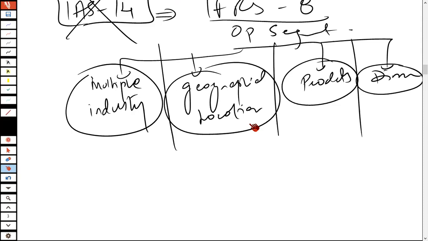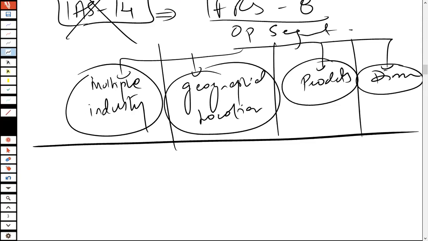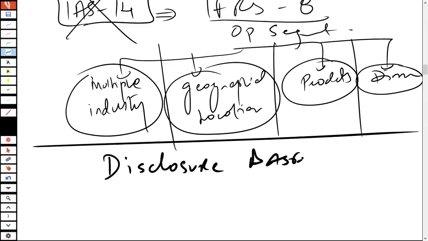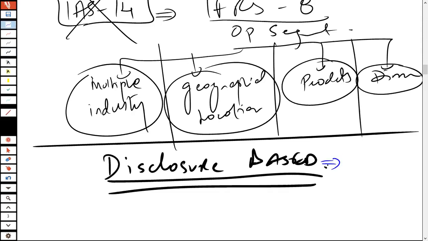The next thing with respect to IFRS 8 that you need to know is that IFRS 8 is only a disclosure-based accounting standard. Now, what exactly do you mean by only a disclosure-based accounting standard? That is, IFRS 8 is only applicable to the notes to the financial statements of the entity.